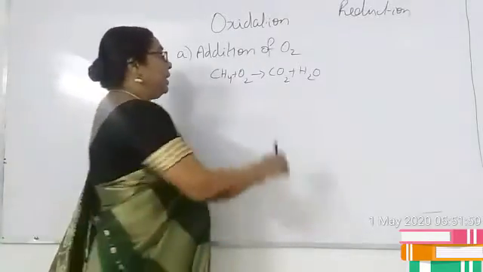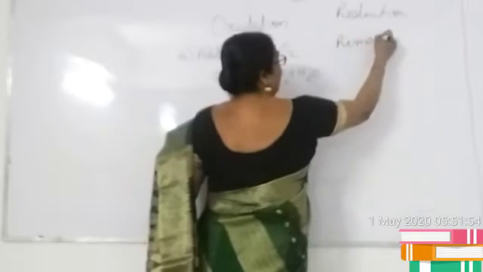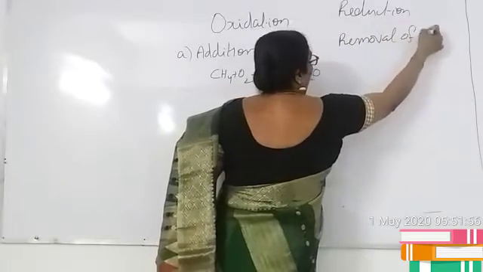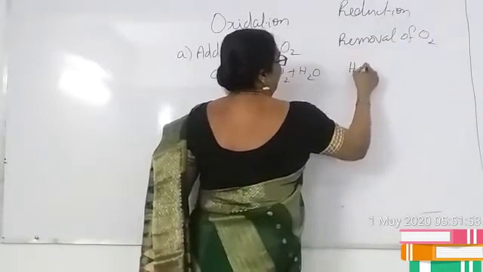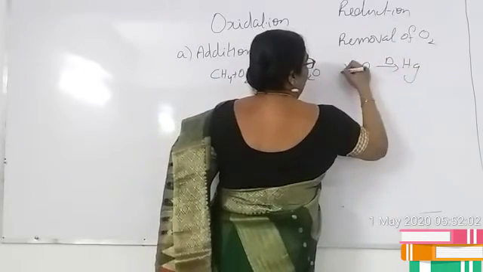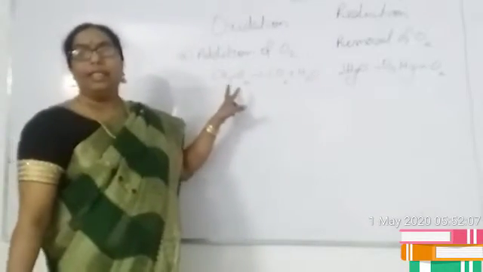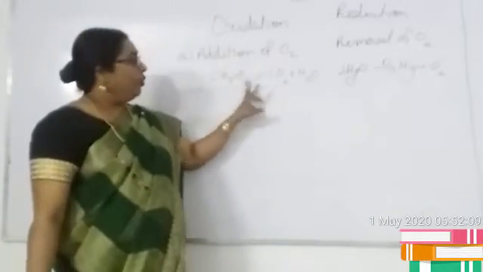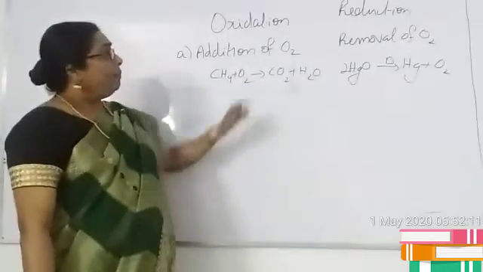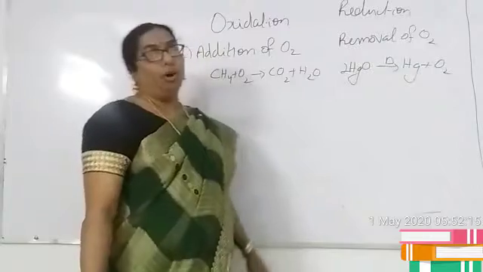On the other hand, reduction is a process which is considered as removal of oxygen. Suppose you heat mercuric oxide, it decomposes and gives you mercury and oxygen. Is it clear? So we consider oxidation as a process which involves addition of oxygen, but reduction is a process which involves removal of oxygen.